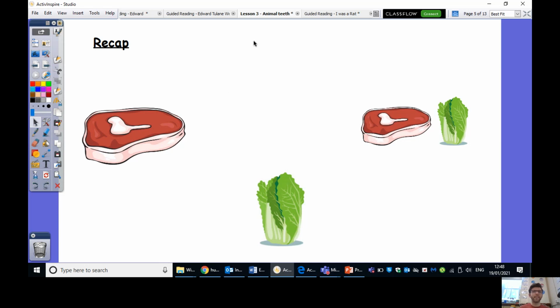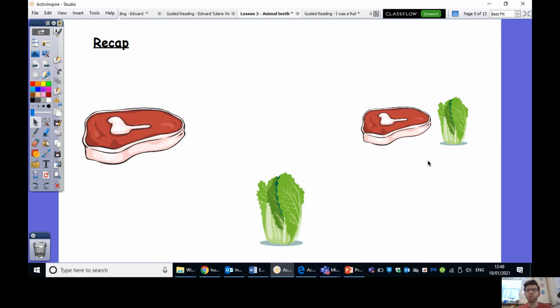Now, can you remember, so feel free to call out at the computer, what do you call an animal that only eats meat? 3, 2, 1... Carnivores, of course it is. What do you call an animal that only eats plants? Hold it in your head. 3, 2, 1. Of course it is herbivores.